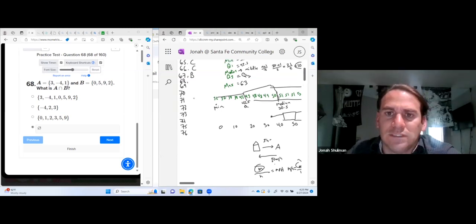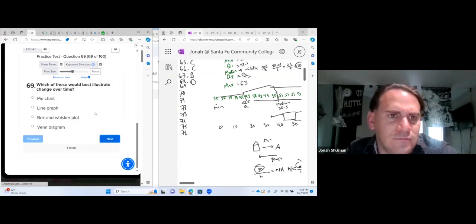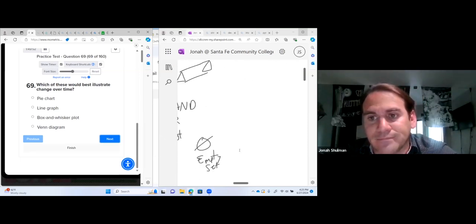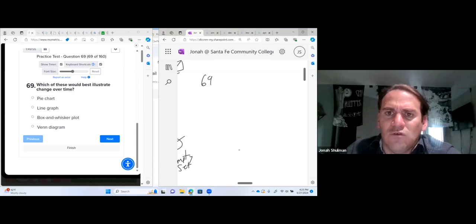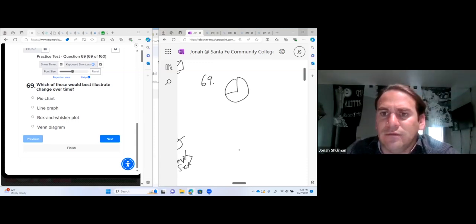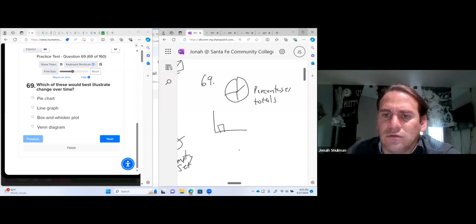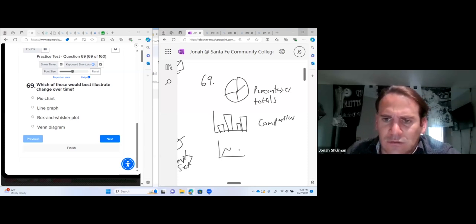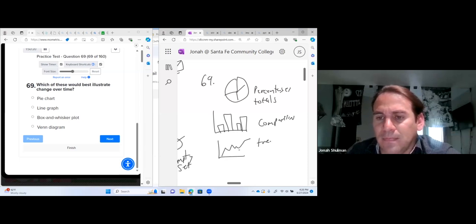All right, we're moving to 69. Which would best show change over time? Okay, so I got to show you what each of these are. So 69, whenever they have pie charts, right? This is always for percentages, totals, things like that. Bar graphs are always used for comparisons, like men and women stuff. Line graphs always show trends over time.